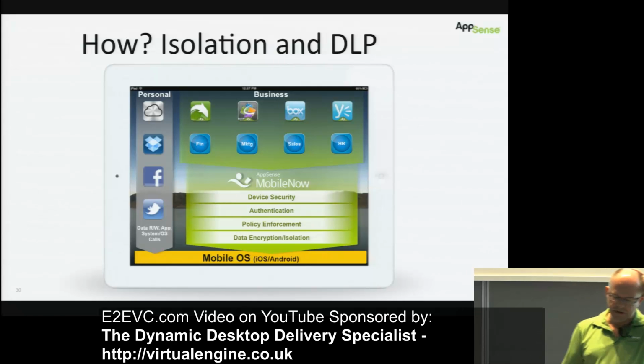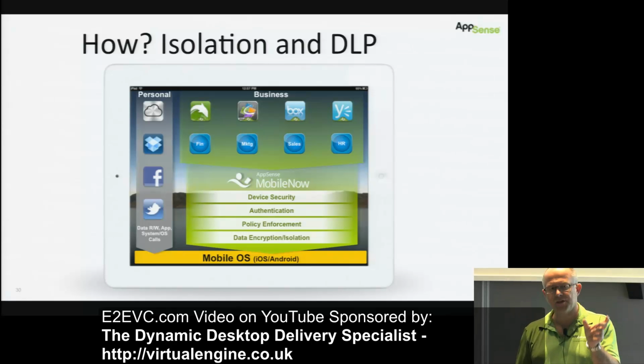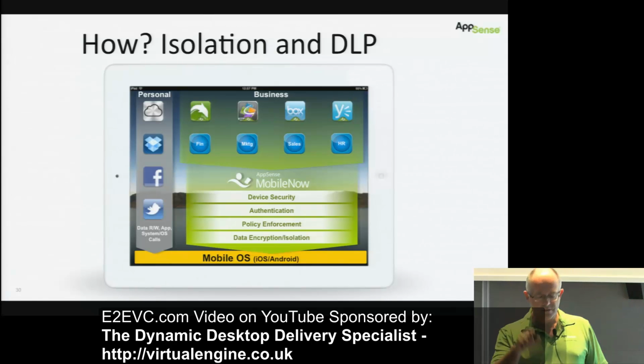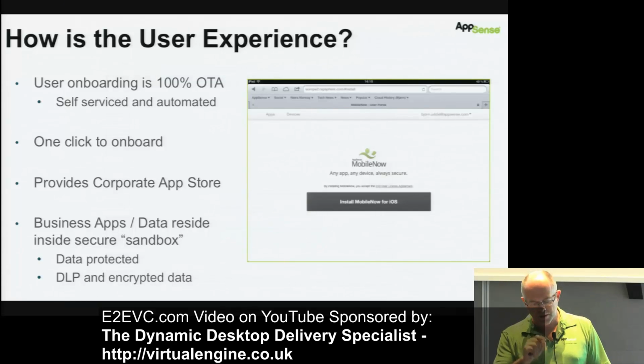So what is the user experience? This is what I will show you here on the demo now. This is how a user onboards himself. He typically gets sent a link or goes to the company intranet site, and there is literally one button to press, and that's the install Mobile Now for iOS. And then all of the process is 100% automatic, or actually the user has to click install a couple of times. But that's all the user has to do, and then he gets presented with the corporate app store.